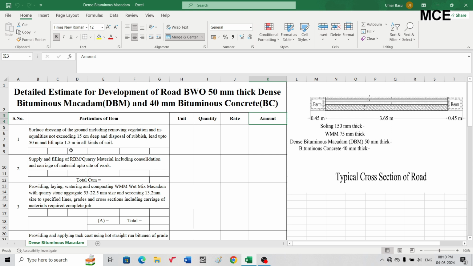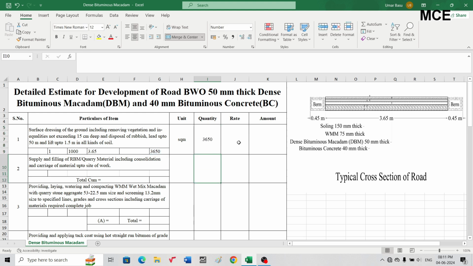So for this item, number will be 1, length will be 1000, that is 1 kilometer, width will be 3.65 meter. This item is measured in the units of square meter, so multiply 1 with 1000 with 3.65 and you will get the amount, which is 3650 square meters. So unit for this is square meter, quantity is equal to 3650.